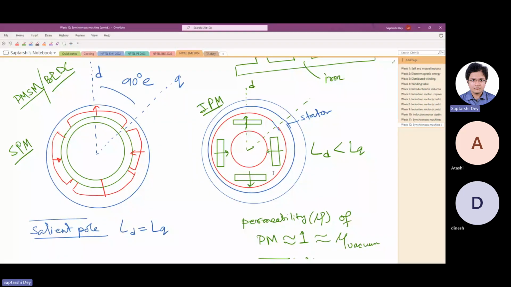Two types of synchronous machines. One is called autosynchronous.